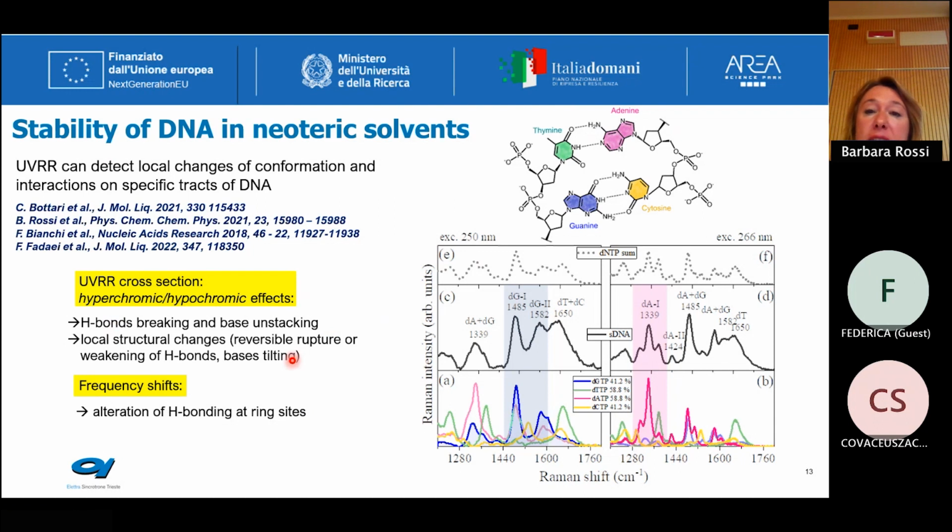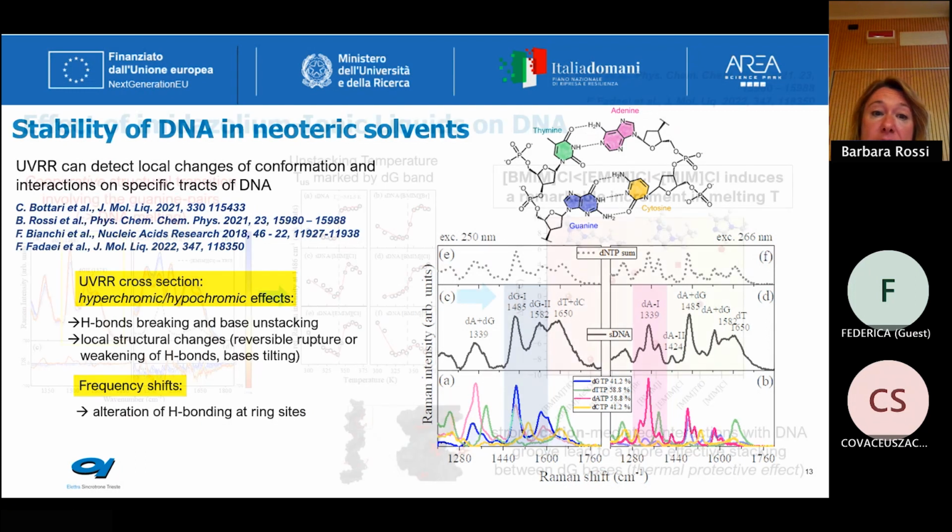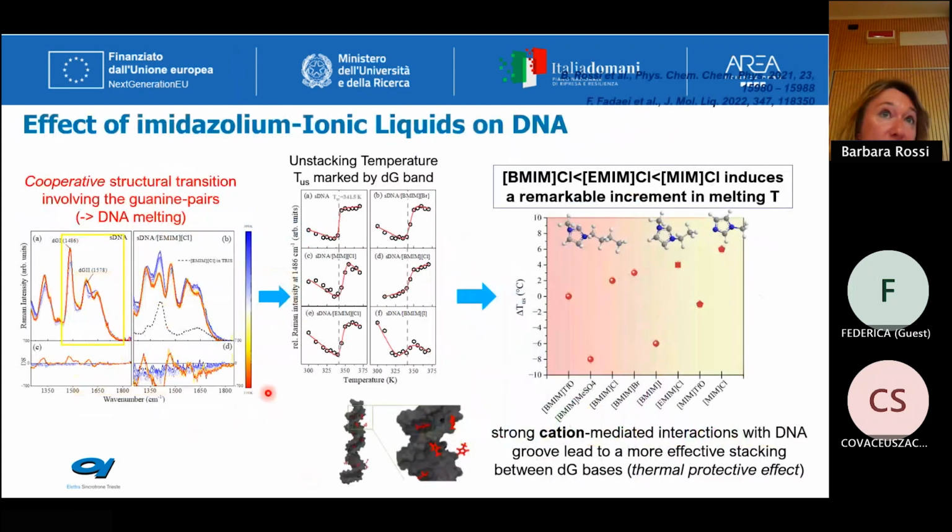In this case, we use mainly two different excitation wavelengths, 250 and 266, to enhance in the spectra the specific band related to the adenine and guanine nucleobases. And from the intensity and the frequency position of this band, we can extract information on the hydrogen bond breaking and base stacking that involve these nucleobases, but also information on the alteration of hydrogen bonding sites. This is really important in the case of the solvation of a system.